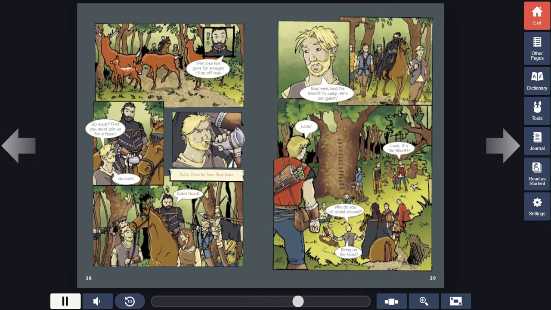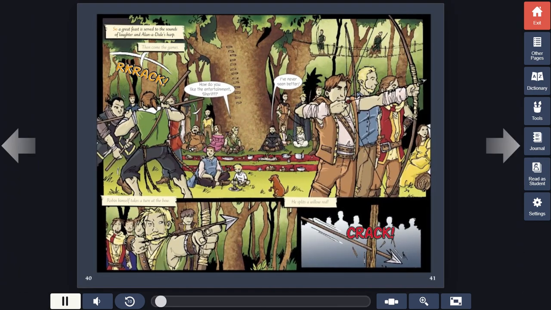He's our guest. Look! Look! It's the sheriff! Why do you all stand around? Bring on the feast! So a great feast is served to the sounds of laughter and Alan a Dale's harp. Then come the games. How do you like the entertainment, Sheriff?